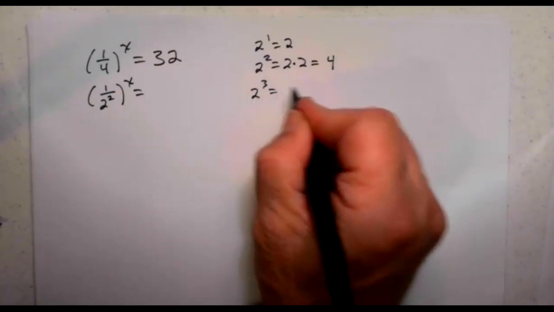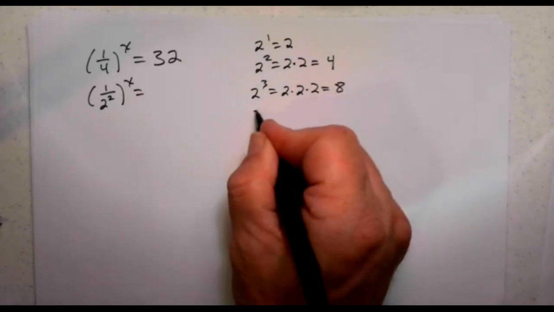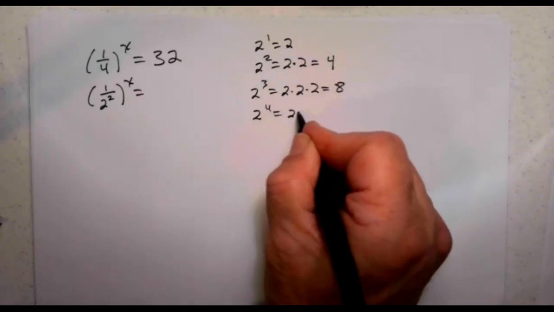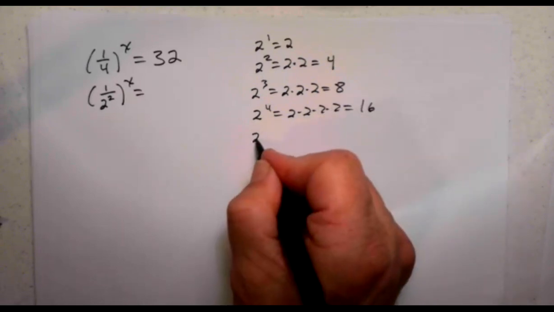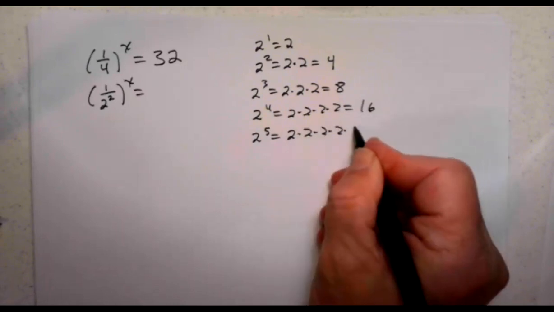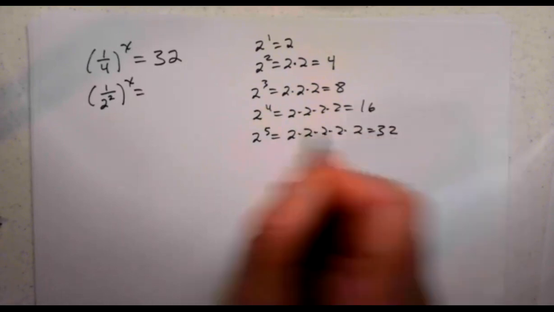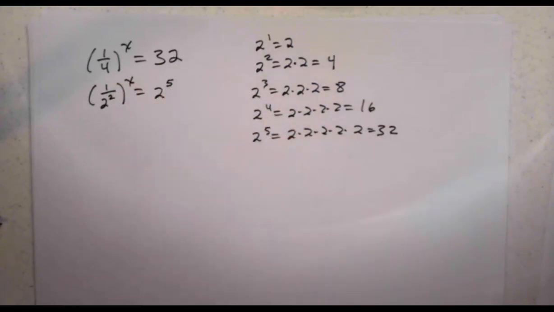Well, 2 to the third is 2 times 2 times 2, which is 8. 2 to the fourth is 2 times 2 times 2 times 2, which is 16. 2 to the fifth, 2 times 2 times 2 times 2 times 2, which is 32. So 32 is 2 to the fifth. Now what about (1/2)^2?